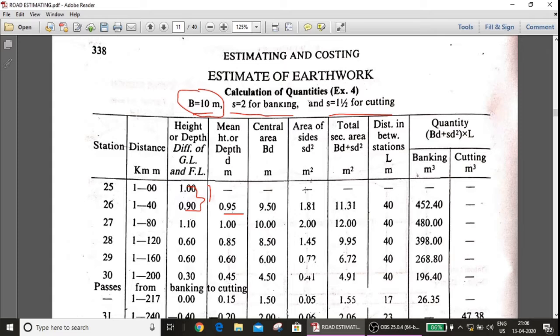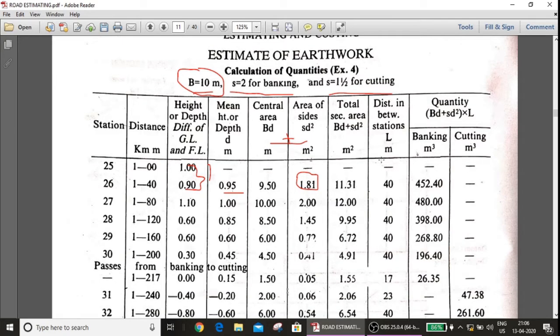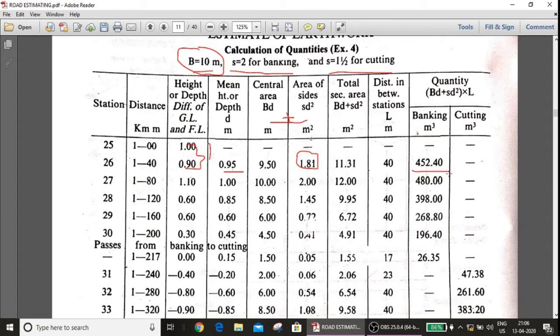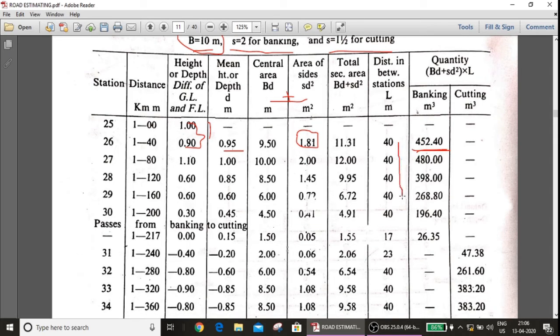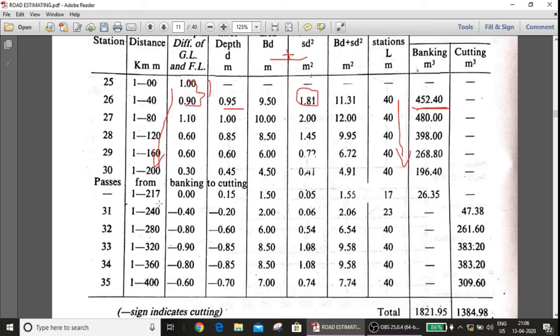Then the area of the sides, sd square. Here, since banking is there, the s value is 2, so 2 into d square, 0.95 whole square. Next, the total sectional area: we add both columns, bd plus sd square, then the distance. The value which comes we write under banking. By the same procedure we will do till station number 30.